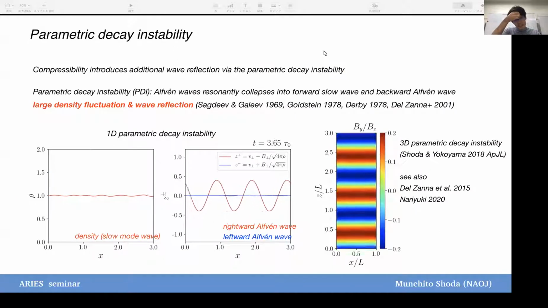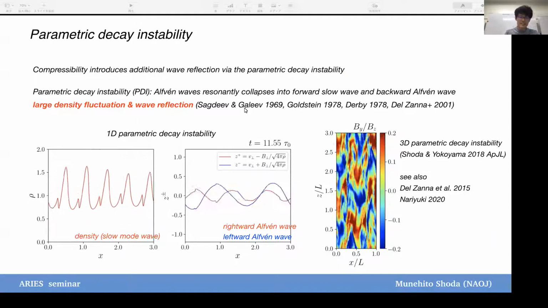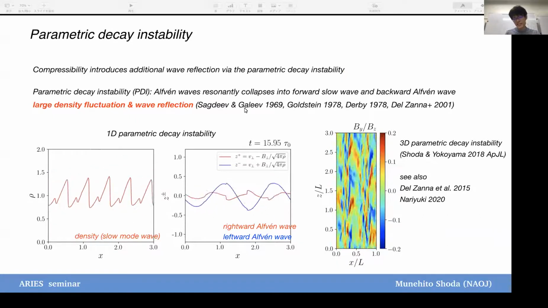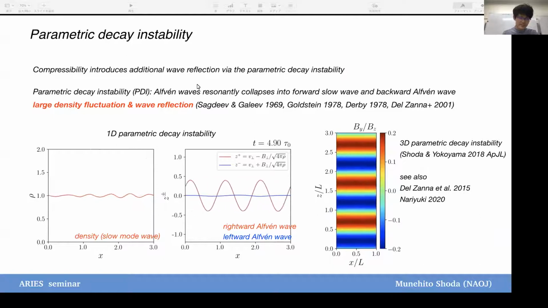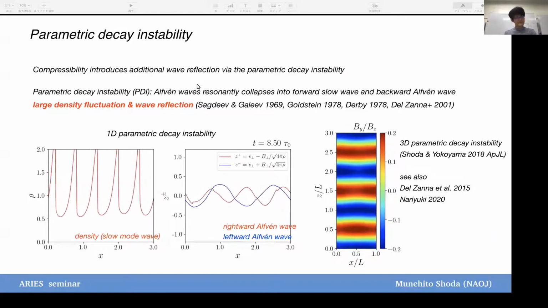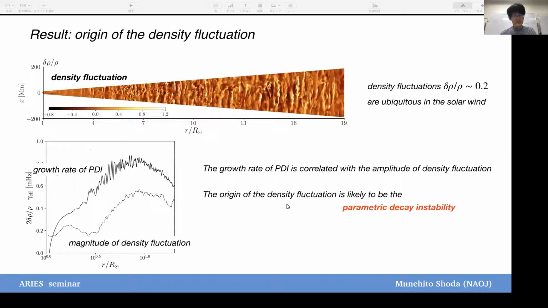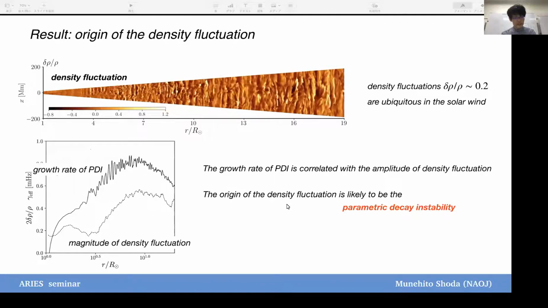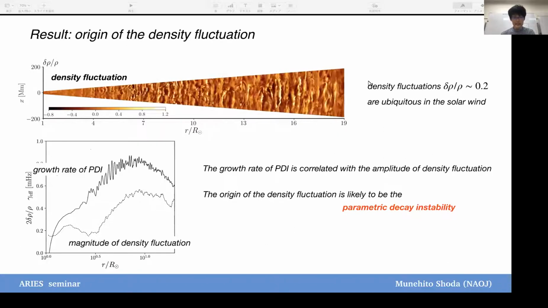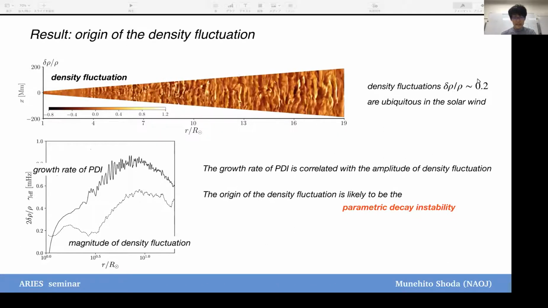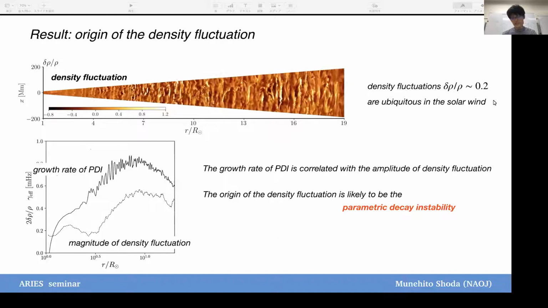So again, what makes a difference is the parametric decay instability. Just let me repeat, the parametric decay instability is an instability of Alfvén waves, and as a result of this instability, we have a very large density fluctuation, right? What I'm showing here is the evolution of the density fluctuation in the solar wind. The density fluctuation is found to be approximately 20% of the background mean density value.